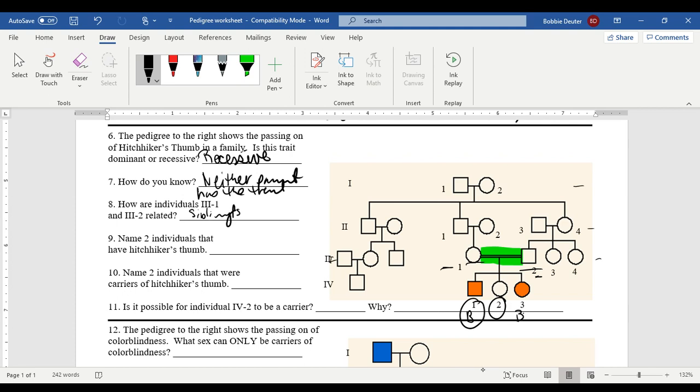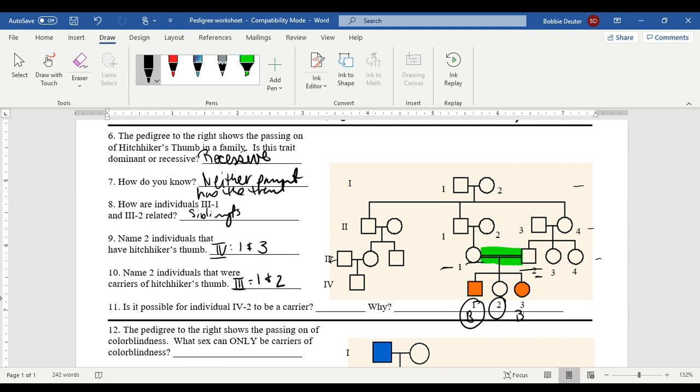So number 9, name 2 individuals that have hitchhiker's thumb. Well, that's pretty easy. We're going to look at generation number 4, and we're going to look at individual 1 and 3. So in number 10, it says name 2 individuals that were carriers of hitchhiker's thumb. So we're going to look at generation 3, individual number 1, and number 2.